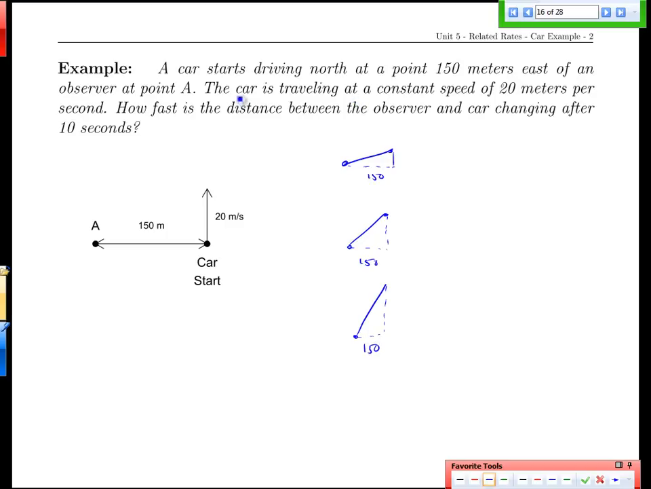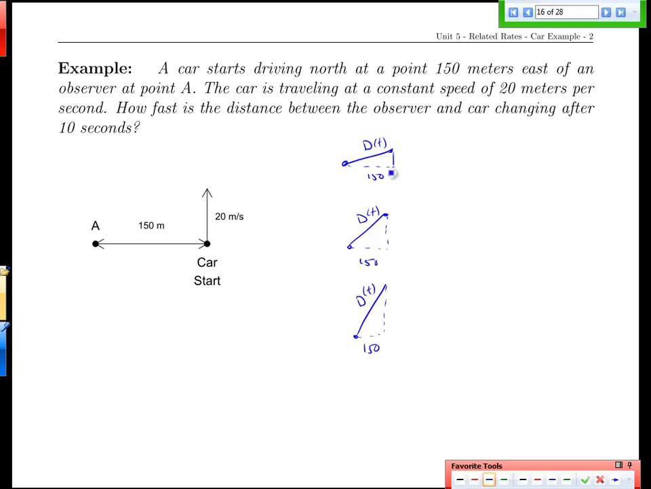Now we're interested in a few things. The car is traveling at a constant speed of 20 meters per second. Okay, we have a velocity. The question is asking how fast is the distance between the observer and the car changing? All right, we can see from these little sketches that if we gave this a name, D, it's going to change over time. When time is close to 0, we'll have a distance just a little bit longer than 150, and then it's going to get longer and longer and longer.